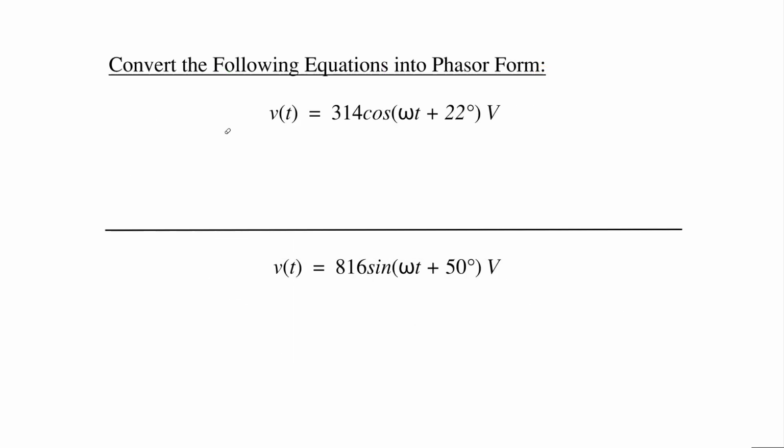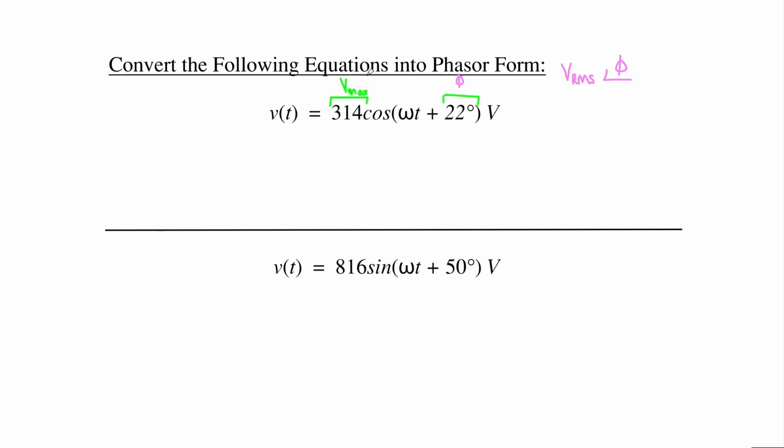For this problem, we are asked to convert the following equations into phasor form. Now, it is important to recognize that our phasor form is simply our VRMS at an angle of phase shift. Inspecting the first equation, we see that it is in standard form. Therefore, the coefficient in front of the cosine is our Vmax, and our phase shift is the 22 degrees here at the end.